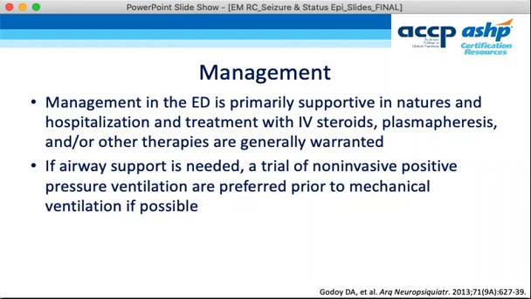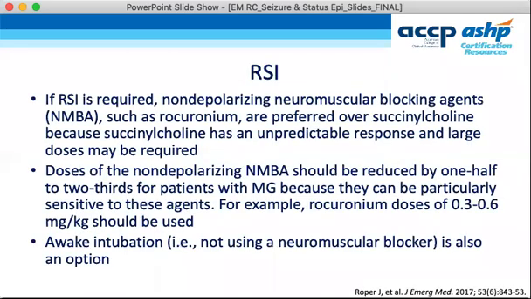If airway support is needed, if we can, trial non-invasive positive pressure ventilation like BiPAP or CPAP prior to going to mechanical ventilation. But if mechanical ventilation is required, then we will need to use our RSI medications, which include a paralytic. So if we do RSI, rocuronium is going to be preferred over a depolarizing agent like succinylcholine. The reason is succinylcholine has unpredictable response and large doses may be required in patients with myasthenia. So skip sux, go right to roc.